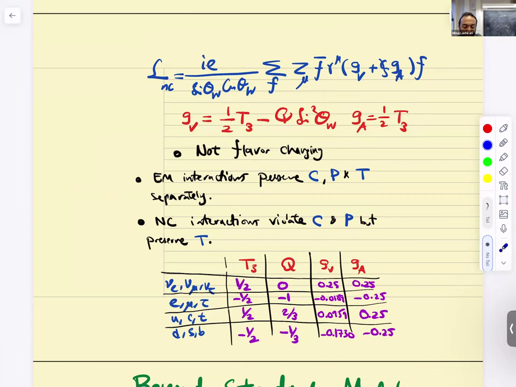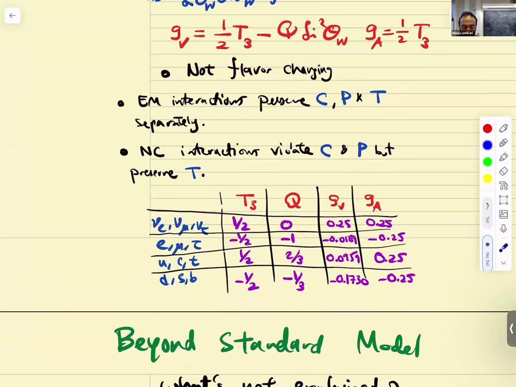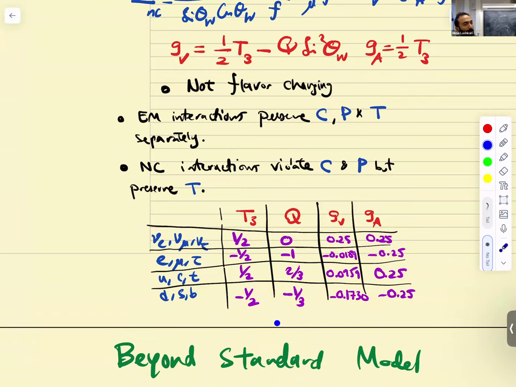Electromagnetic interactions preserve C, P, and T separately. Neutral current interactions violate C and P, but preserve T, otherwise known as CP. So here are the values for all the leptons and quarks. T3s, you know, from the representation theory. Q, you know. GV and GA are decided using the sign of, say, the doublet.